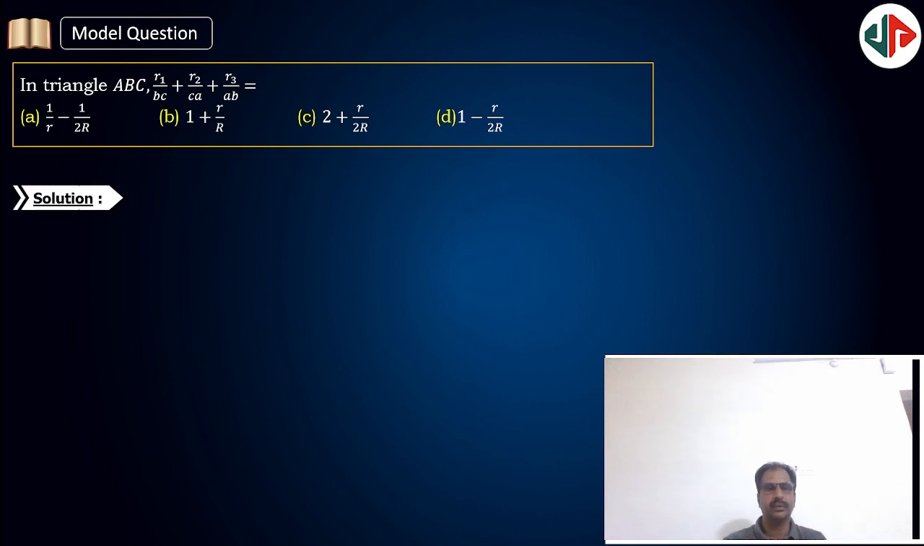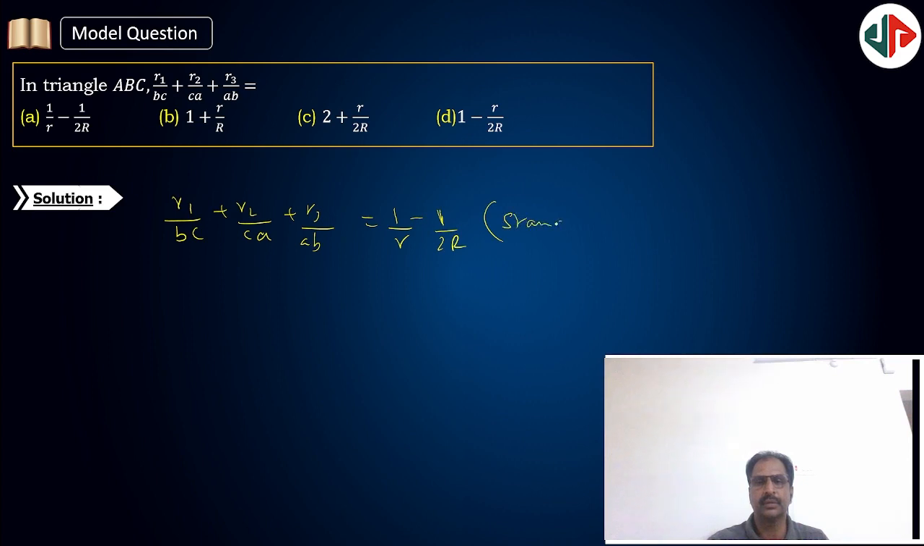This is a direct type model. Remember this as a standard result: R1 by BC plus R2 by CA plus R3 by AB is equal to 1 by r minus 1 by 2 capital R. Remember this as a standard result.